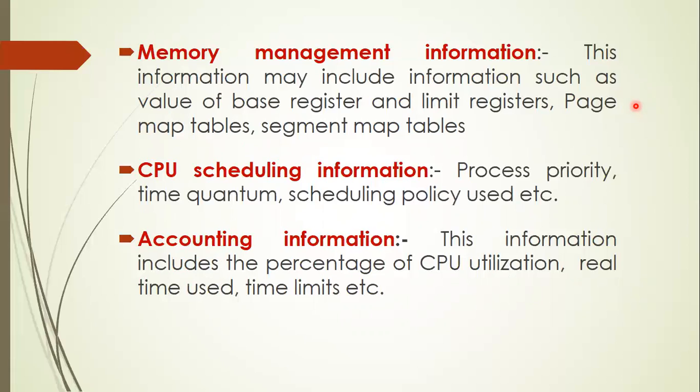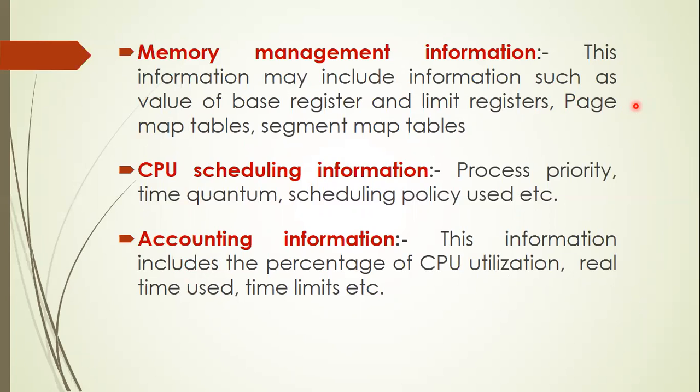And accounting information. Accounting information is nothing but, suppose a particular process needs 100 seconds of CPU time, and out of 100 seconds, suppose the CPU was already given for 20 seconds, then the remaining time it requires the CPU is 80 seconds. So this information includes the percentage of CPU utilized, how much time you have already utilized your CPU, how much real time is still required, and how much time is pending for successful completion. All this information again is maintained in the process control block.